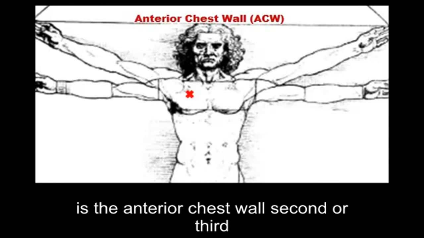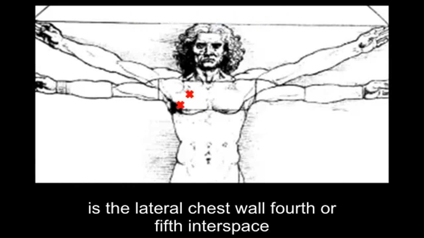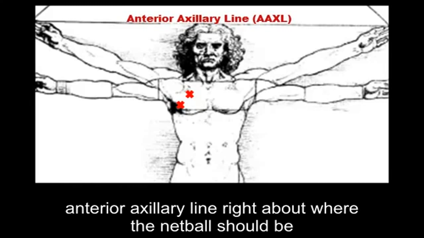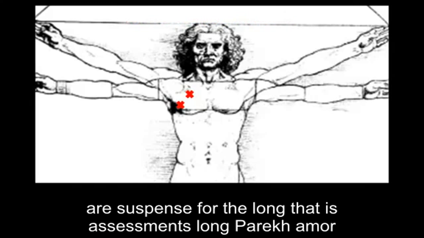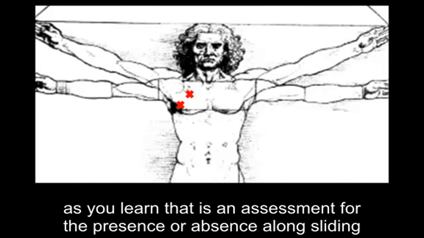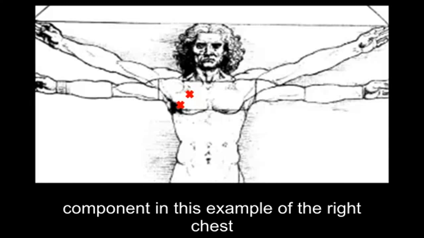First is the anterior chest wall. Second or third interspace mid-clavicular line. Secondly is the lateral chest wall. Fourth or fifth interspace anterior axillary line, right about where the nipple should be in most patients. Both of these areas are assessments for the lung, that is, assessments of lung parenchyma, and as you'll learn, that is an assessment for the presence or absence of lung sliding, the presence or absence of A lines or B lines. So that is the lung ultrasound component in this example of the right chest.